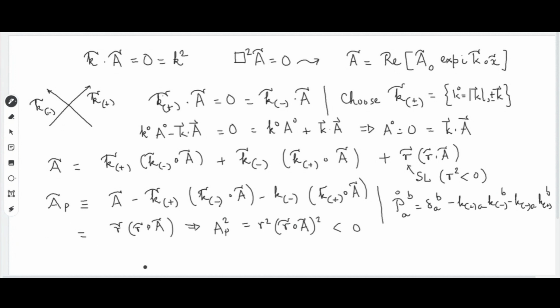So you can see from here also, just from the definition of A_P, that K plus minus dotted into A_P is equal to 0. Okay, so I suppose that completes the discussion of what we mean by a transverse electromagnetic wave.